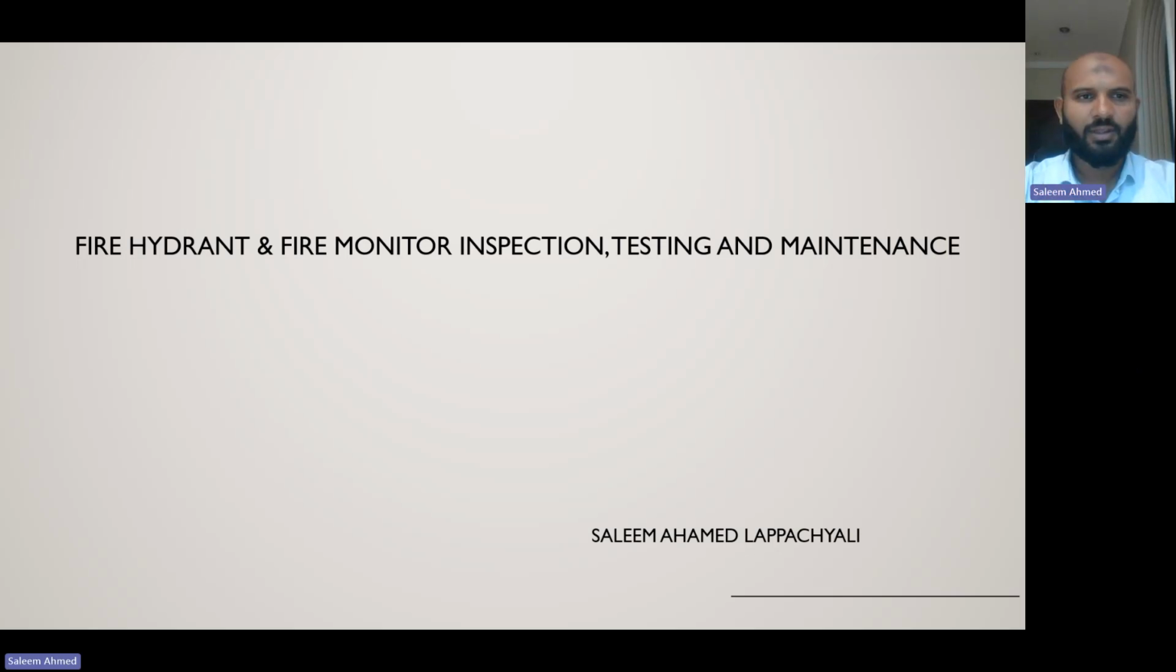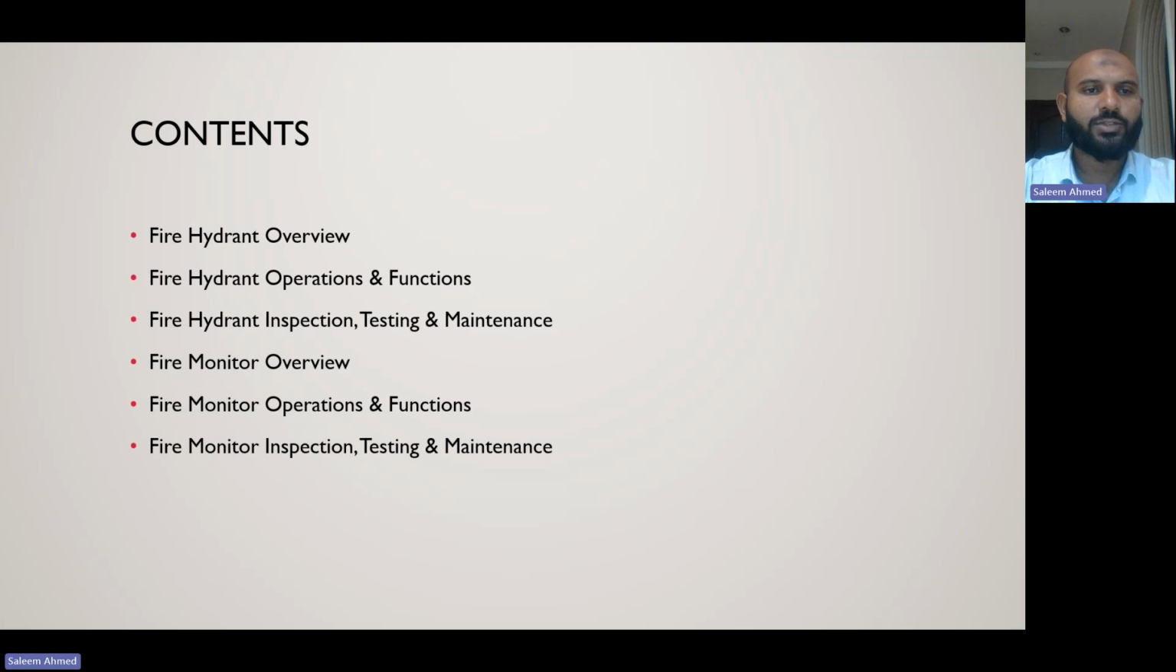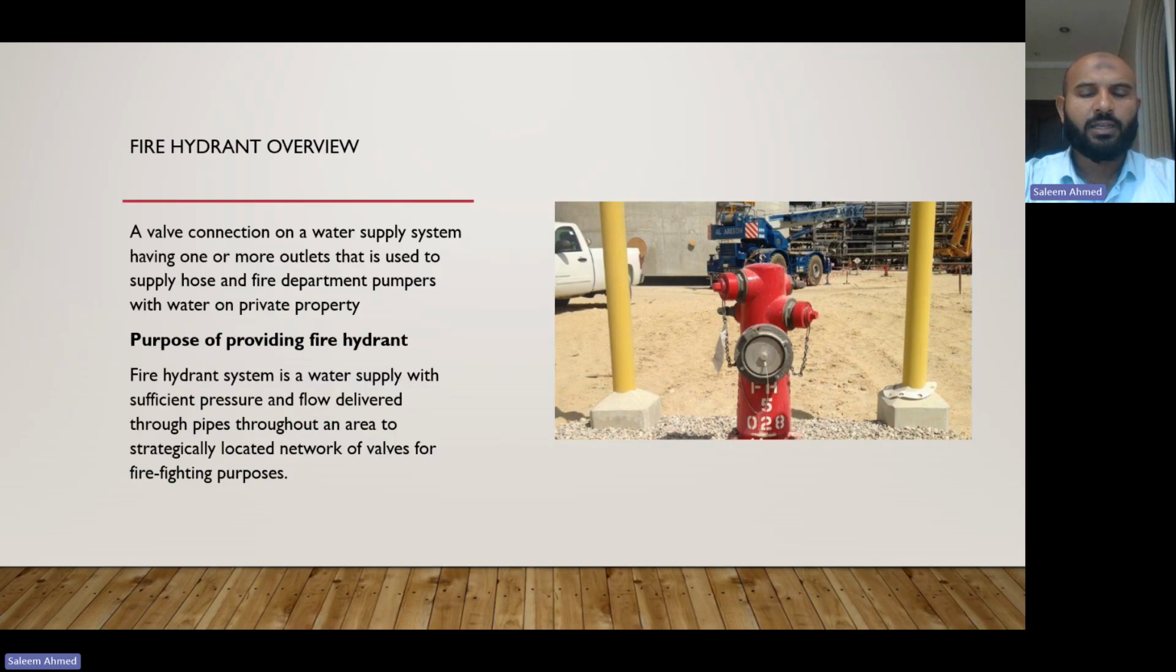Hi, welcome all. In today's session, we are going to see fire hydrant and fire monitor inspection, testing, and maintenance in line with NFPA 25 requirements. Today, we are going to see the topics: fire hydrant overview, fire hydrant operation and functions, fire hydrant ITM, fire monitor overview, fire monitor operation and functions, fire monitor ITM. Let's dive into the topic directly.